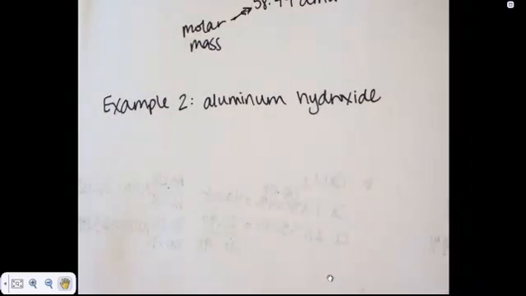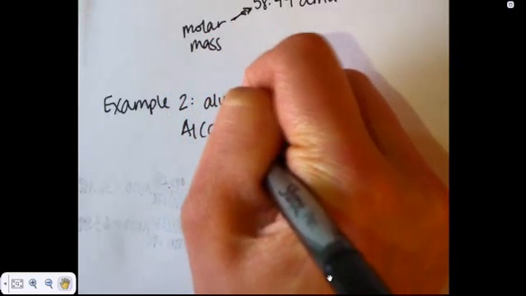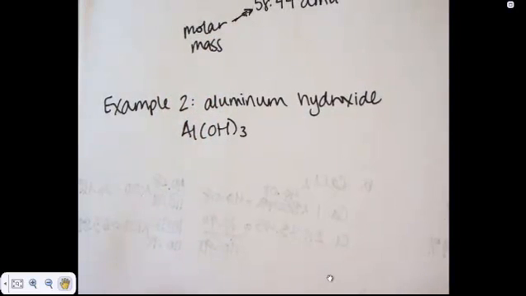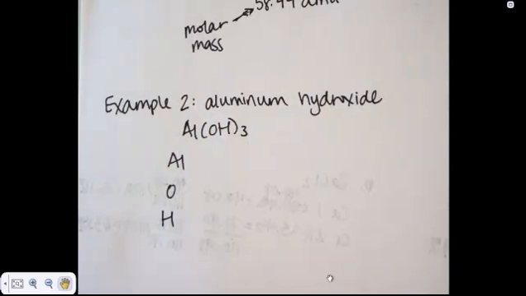Let's look at one more example. So example 2 is the same thing for aluminum hydroxide. What is the percent composition of each element in aluminum hydroxide? First, we're going to write down the correct formula. Remember that aluminum has a charge of 3+, hydroxide is -1. Make a list. Write down how many atoms of each one.